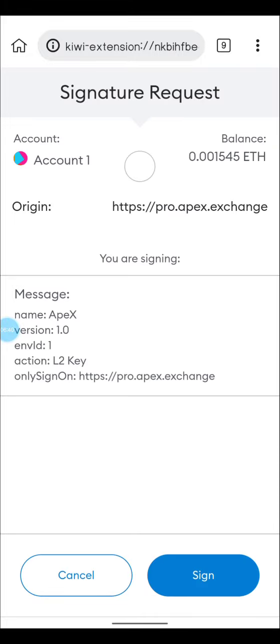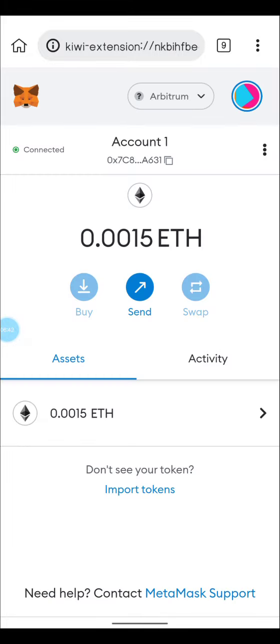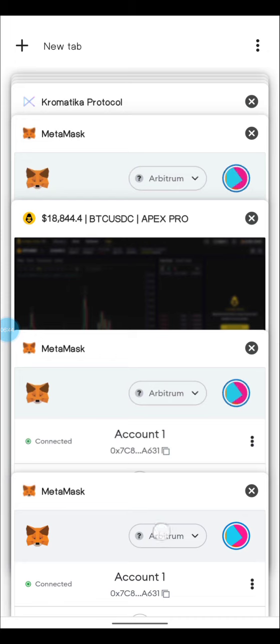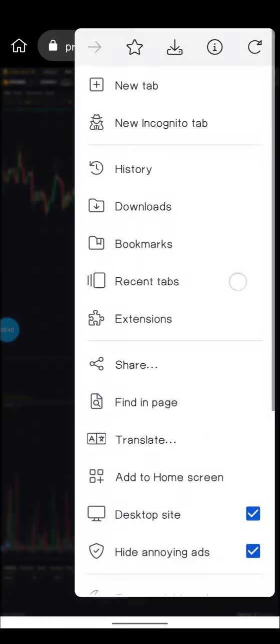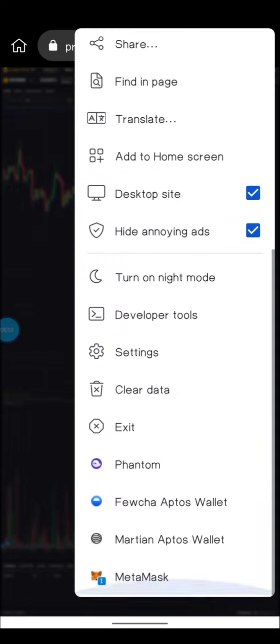So I'm still connecting this Apex. You're going to be signing a few signatures, and I'm still signing a transaction.